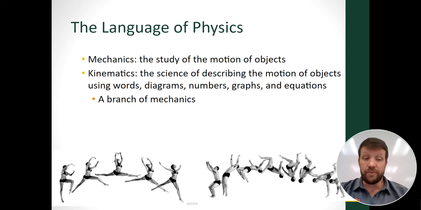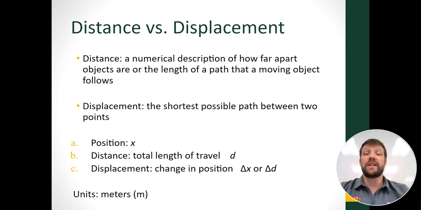And you see the motion of 2 different people down here at the bottom. And we could describe the changes in that motion as they move through whatever movements they've got going on here using these different terms that we're going to talk about. The first thing we need to describe is distance versus displacement. And these terms are very similar and probably things that you've used similarly up to this point. Distance is a numerical description of how far apart objects are or the length of a path that a moving object follows. And displacement is the shortest possible path between 2 points.